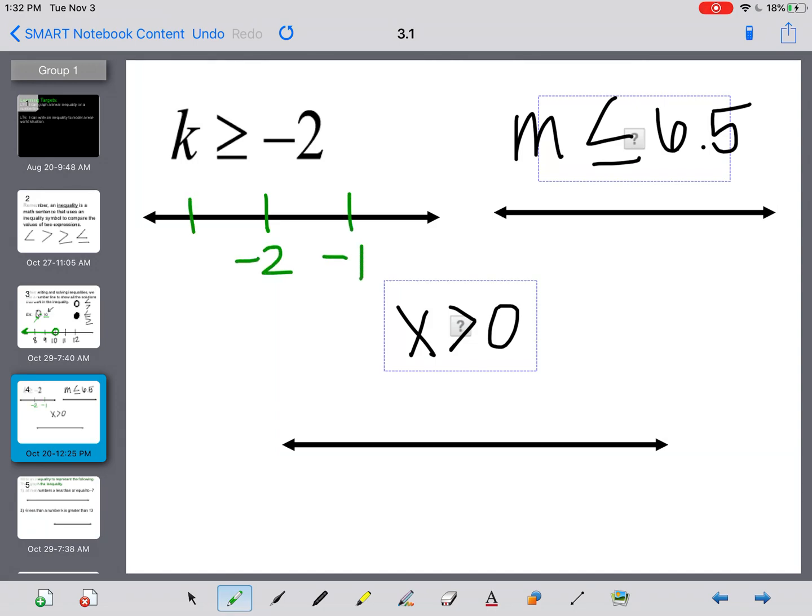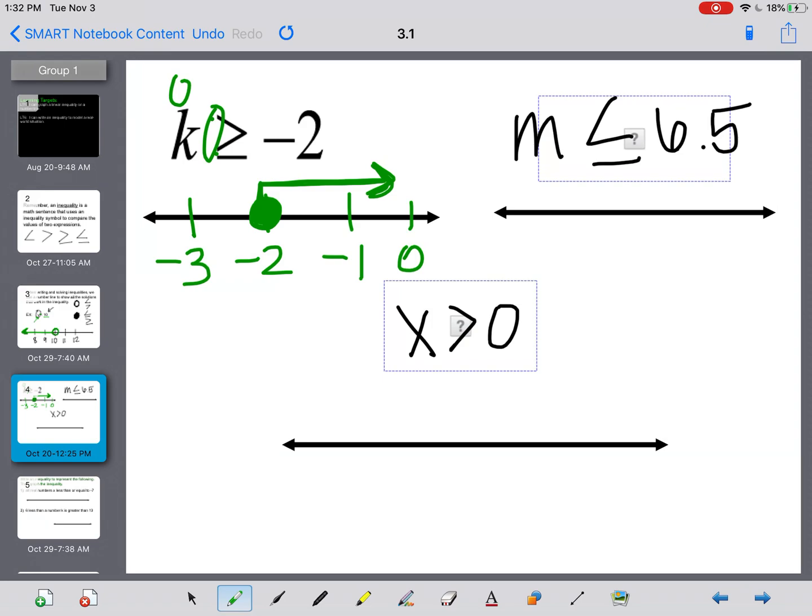Now, knowing what you know, we're going to try to graph all three of these. On the first one, I need to have at least three numbers, so I'm going to put -2, -1, -3. I know that I'm going to need a closed circle because I have that equal to bar. So a closed circle at -2. That means that -2 is also a solution to this inequality. And because my k is on the greater than side, I'm going to shade everything that is greater than -2.